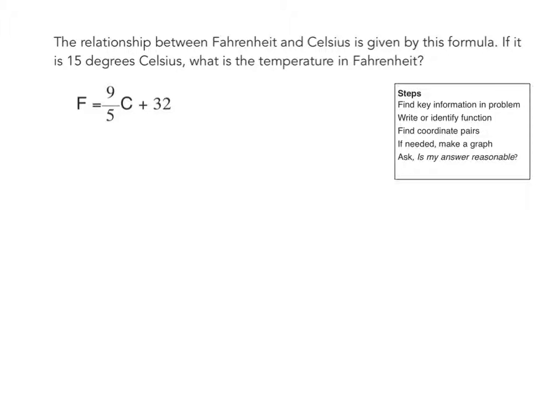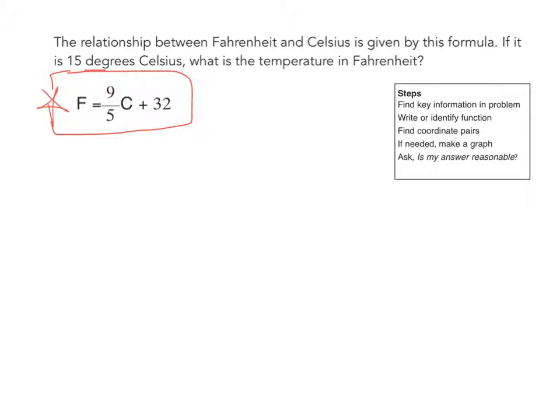Okay, so our first example problem is this. The relationship between Fahrenheit and Celsius is given by this formula right here. If it is 15 degrees Celsius, what is the temperature in Fahrenheit? So over here I have my steps to remind me what I need to do to solve this problem. And always the first thing I need to do is box key information. So in the first sentence, it tells us the relationship is given by this formula. So this formula is really important. I'll put a box around it too, because this is our big clue, our big piece of information.